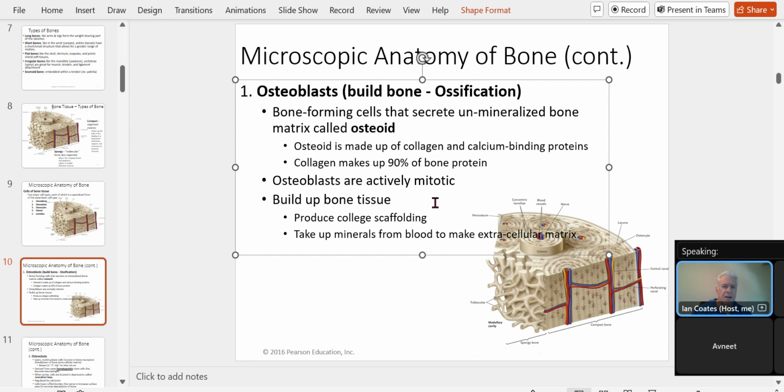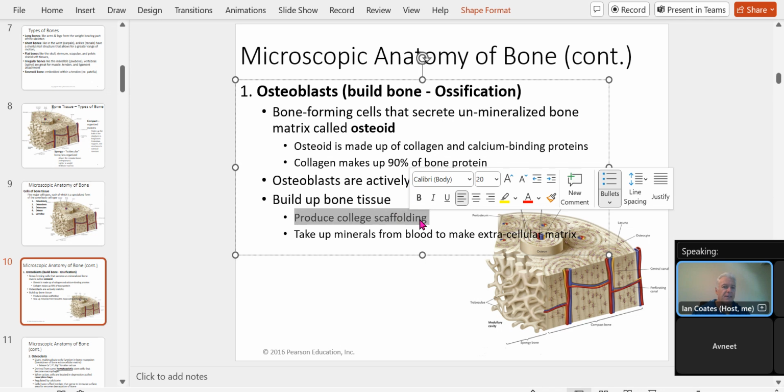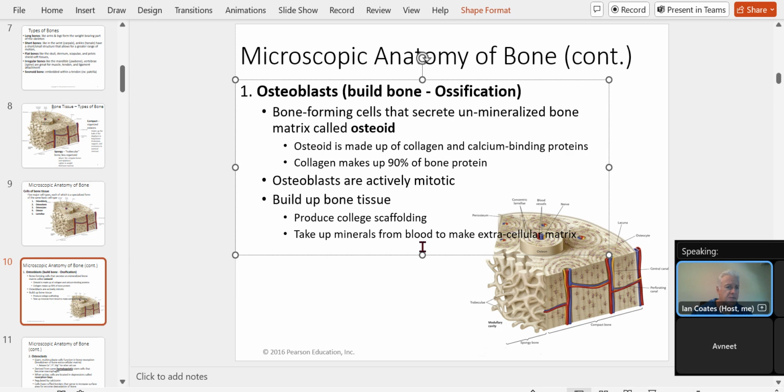Osteoblasts are actively mitotic. They build bone tissue and produce scaffolding. The whole idea is that buildings are made by scaffolding, right? You've got beams and I-beams and pillars and all this. Bones are the same way. They need the same structural components, and it all comes from protein. Osteoblasts take up minerals from the blood to make extracellular matrix.